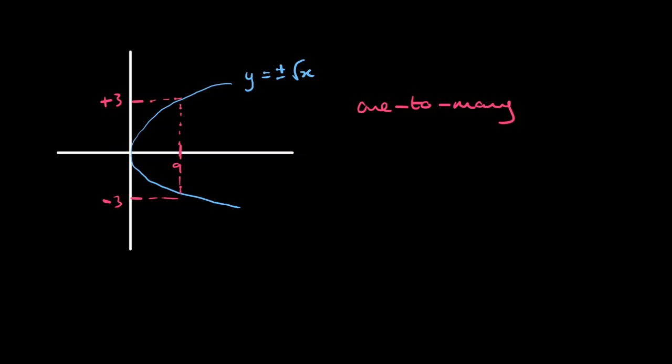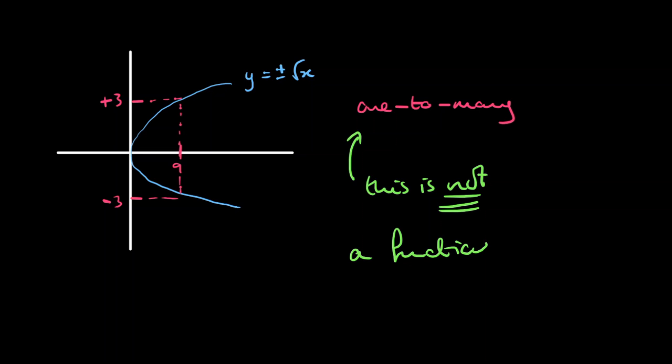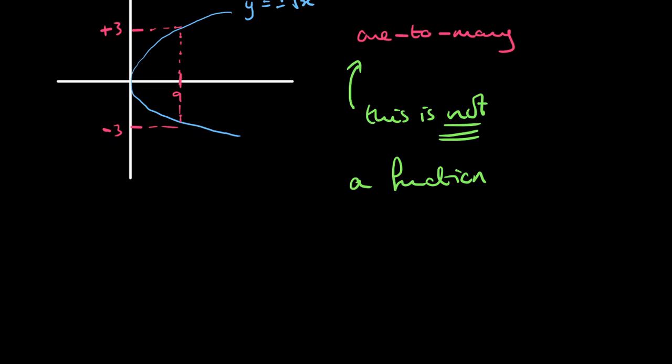Now, the key thing for you to understand about this, which is absolutely essential, is that this is not a function. That's the key thing, right? So one-to-many is not a function. Let me try to spell function properly. And I think probably the easiest way to explain this is to think about a computer.